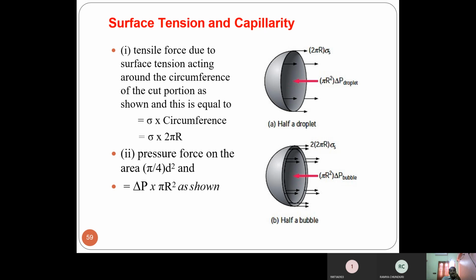Because the droplet is entirely a liquid, whereas a bubble has air inside and air outside. Inside there is a circumference, and outside there is a circumference. That is why double the surface tension will act. 2 times the surface tension will act on the bubble, so 2 into 2 pi r sigma s. The pressure force is the same: pi by 4 d square into delta p acts the same way.